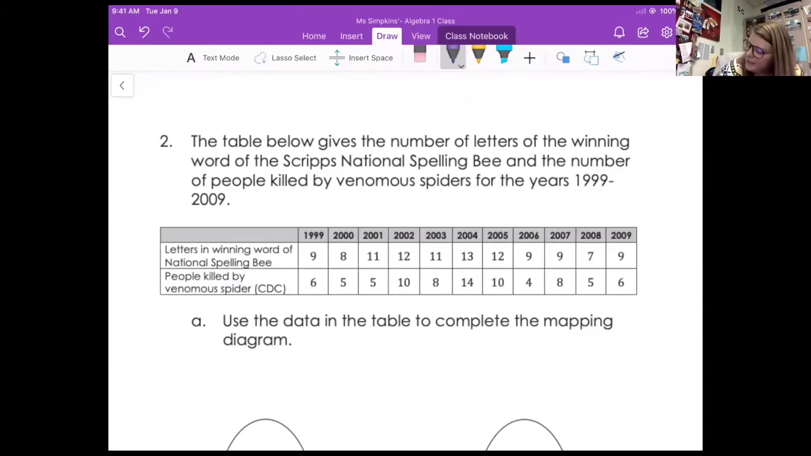And the number of people killed by venomous spiders for the years 1999 to 2009. So first thing, does the length of the word in the spelling bee have anything to do with the number of people that die via venomous spider? No.